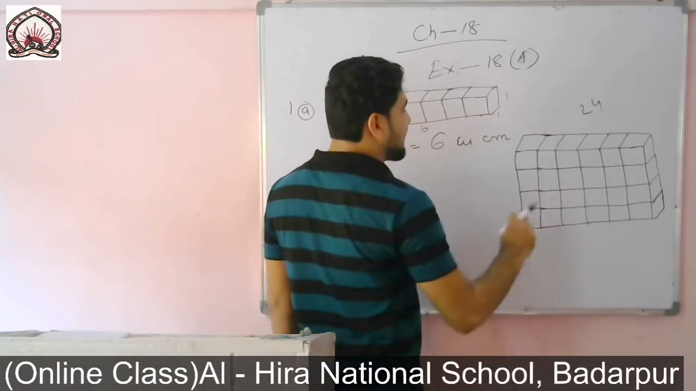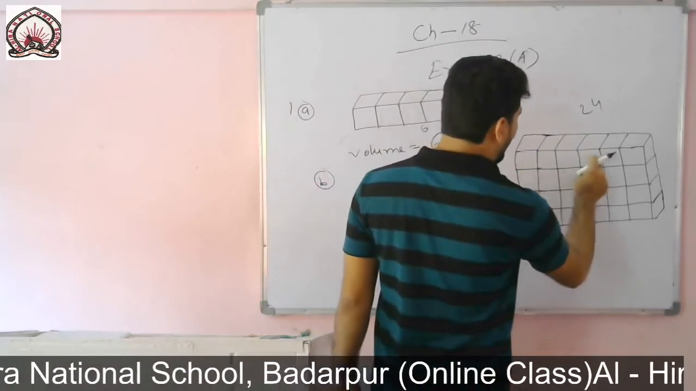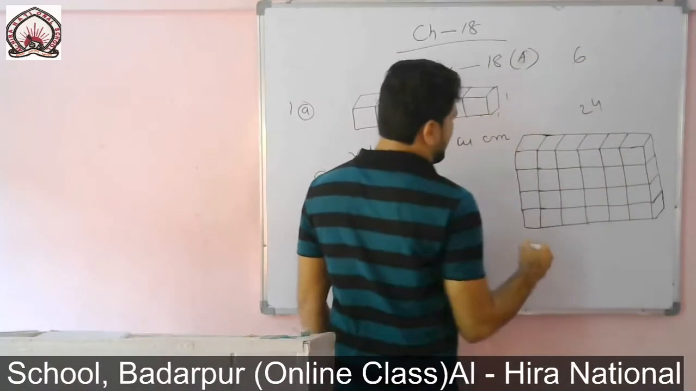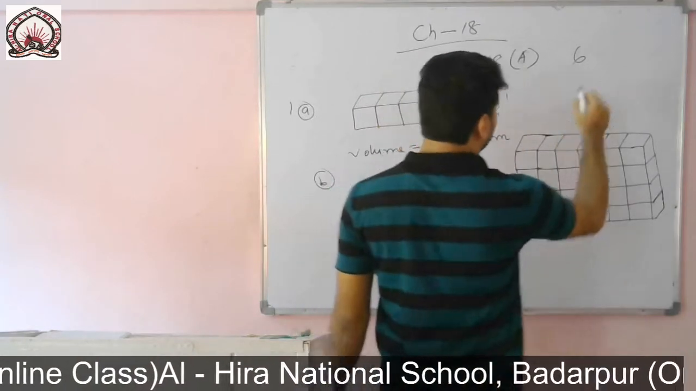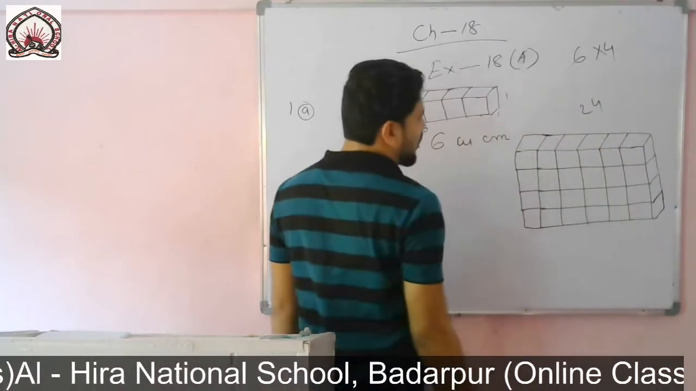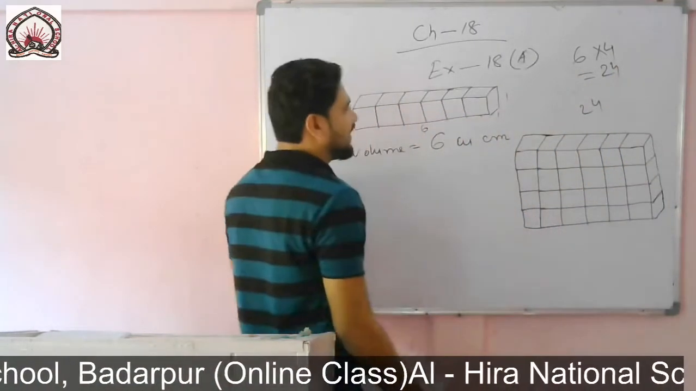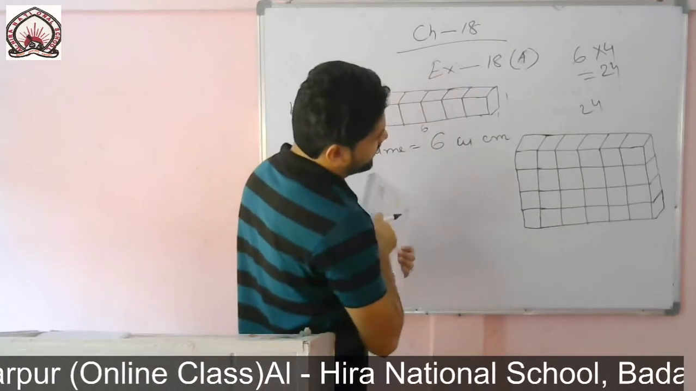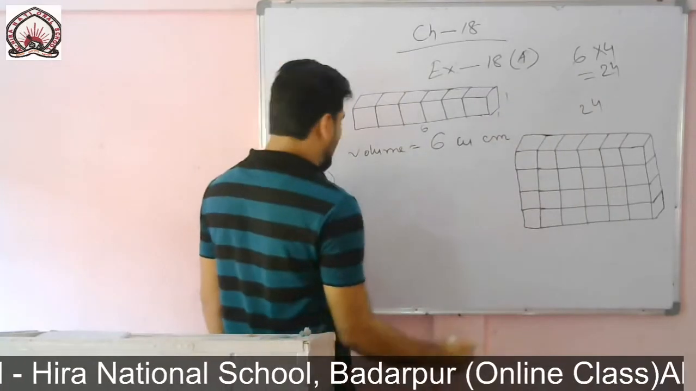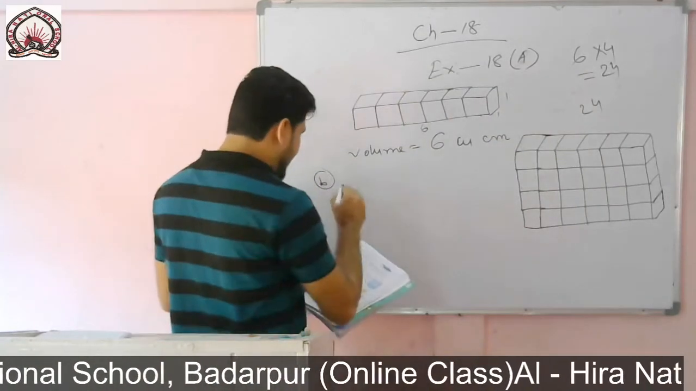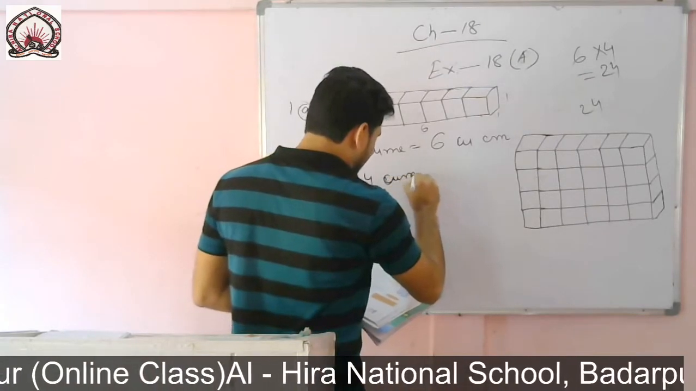And you can take a shortcut process like this. You count the number of rows and number of columns. You see 1, 2, 3, 4, 5, 6. Then here 1, 2, 3, 4. If you multiply, then you will get 24. So you can take help like this. So in question number B, it will be 24 cubic centimeter.